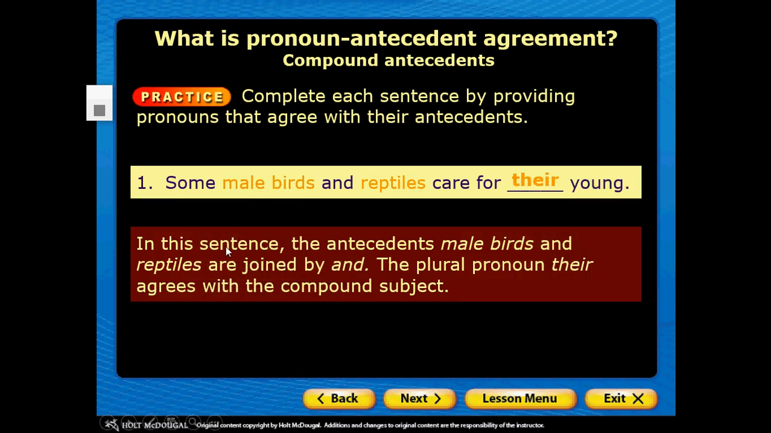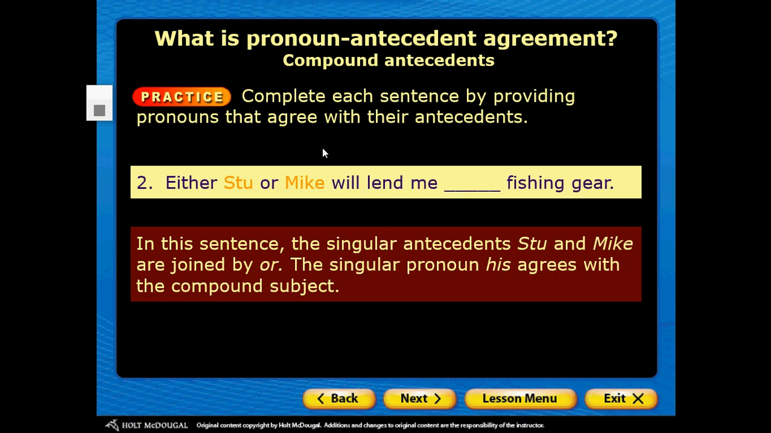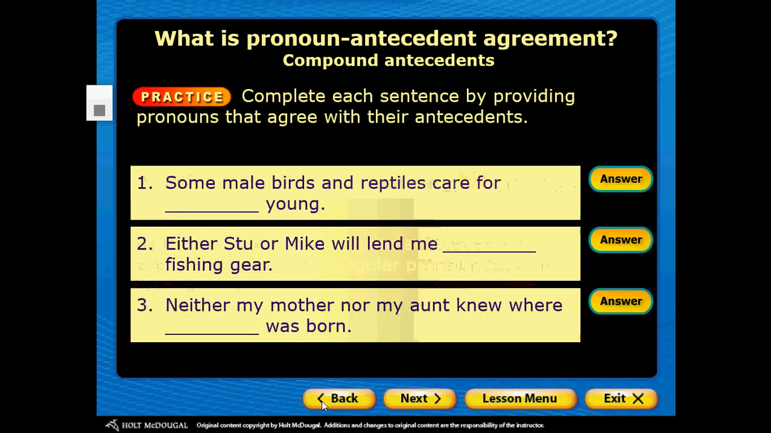Yeah. In this sentence, the antecedents male birds and reptiles are joined by and. So they're joined by and. The plural pronoun there agrees with the compound subject. So it's a compound subject because it's not a complex subject. Oh, sorry. Back. So yeah, so this is a compound subject, and their would work because they're plural.